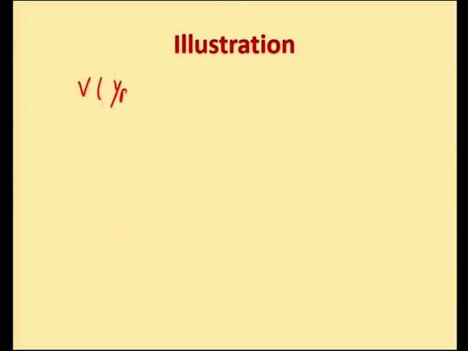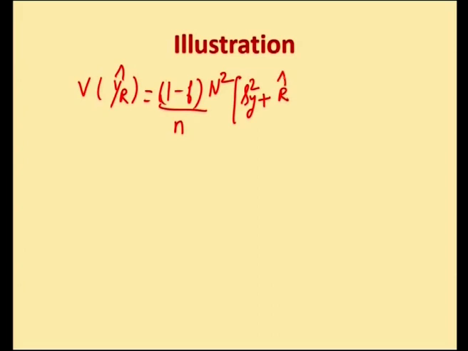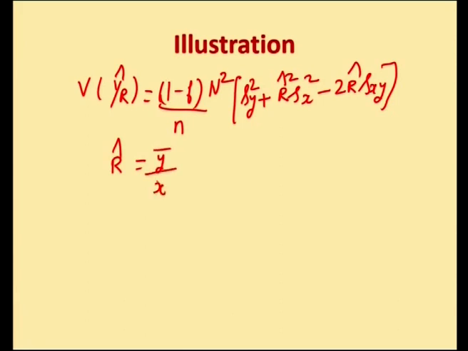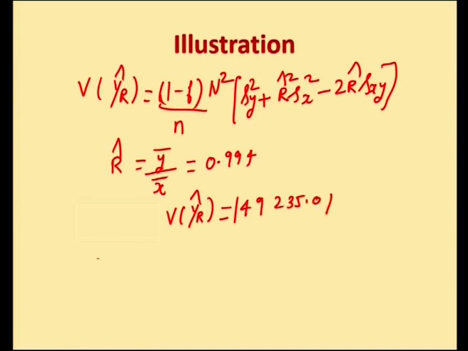Under the ratio estimator, the variance of YR cap is obtained by substituting the values in the formula 1 minus f into N squared by small n into Sy square plus r cap squared Sx square minus 2 r cap Sxy. All these values are given, and small r cap is estimated as y bar divided by x bar, and this is found to be 0.994. The variance under the ratio estimator is found to be 149,235.01.